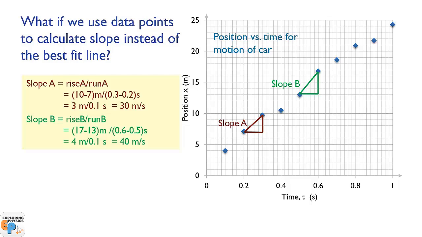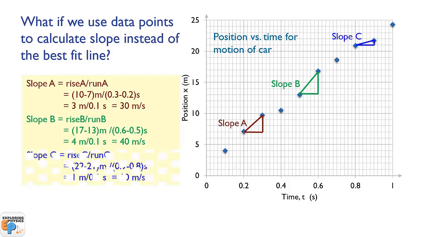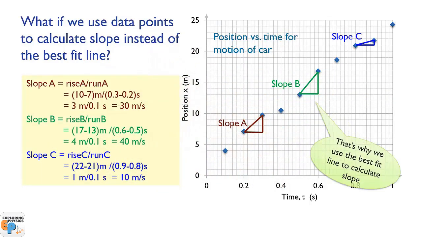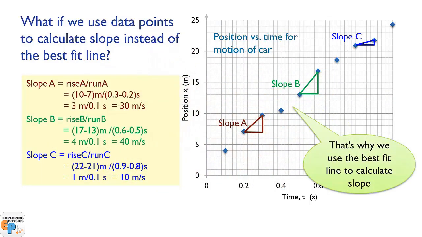Yet another pair of data points given by the dark blue lines gives us slope C, which is rise C divided by run C, a slope of 10 meters per second. So you see, by using different pairs of data points, we got totally different slopes. This is why we do not use individual data points to calculate slopes, but instead we use the best fit line.